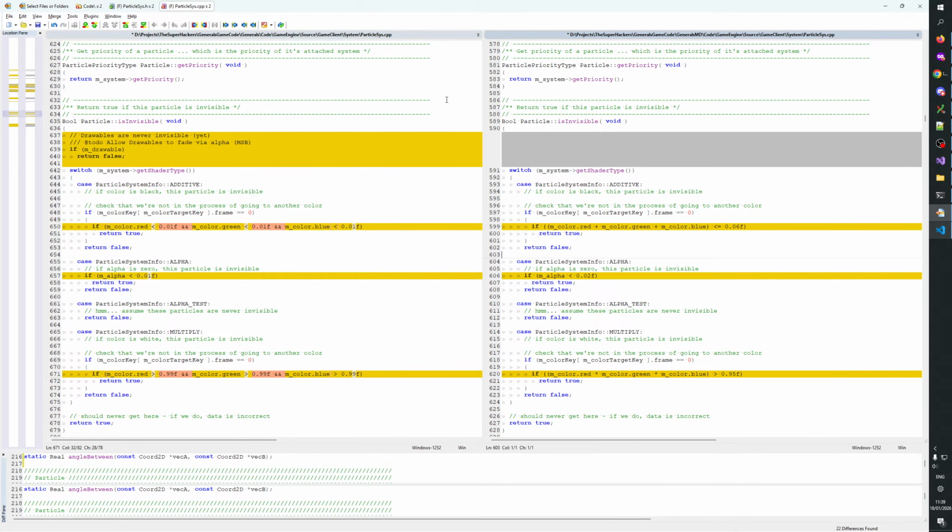Drawables are never invisible yet. Allow drawables to fade via alpha. Drawables are never invisible. Return true. This particle is invisible. Why did they do that? 0.0.